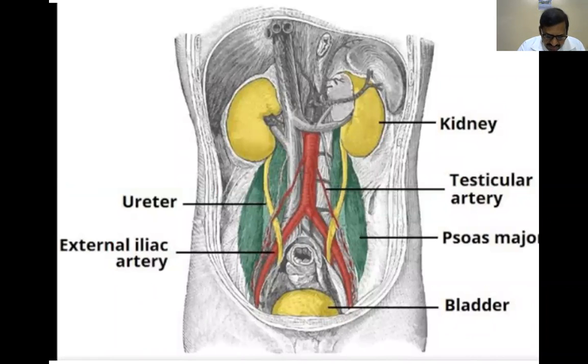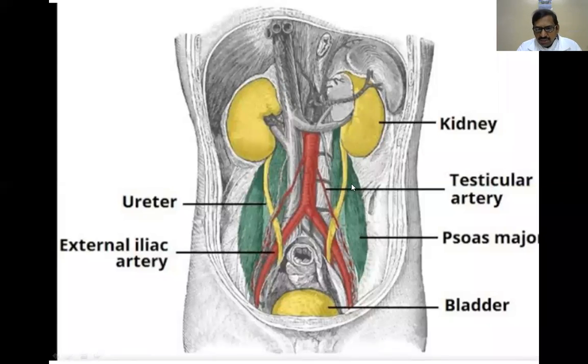Here, the relations of the abdominal part of the ureter are very important. The posterior relation, if you see here, is the psoas major muscle. Sometimes it will be the psoas minor muscle.